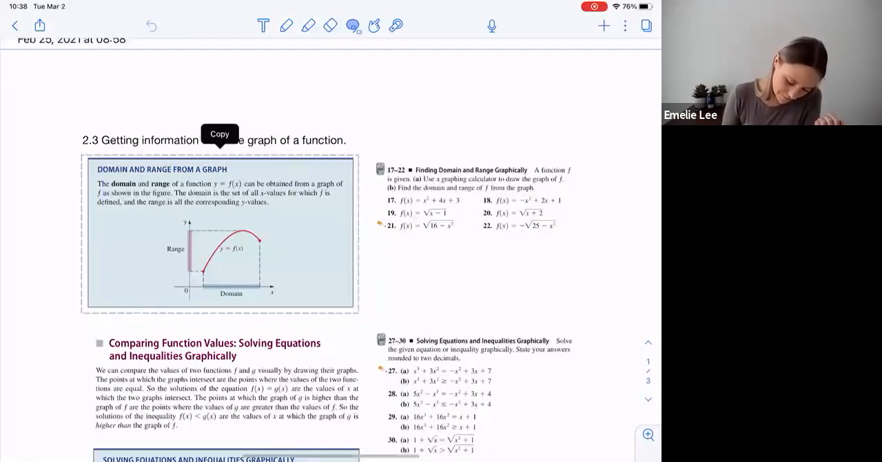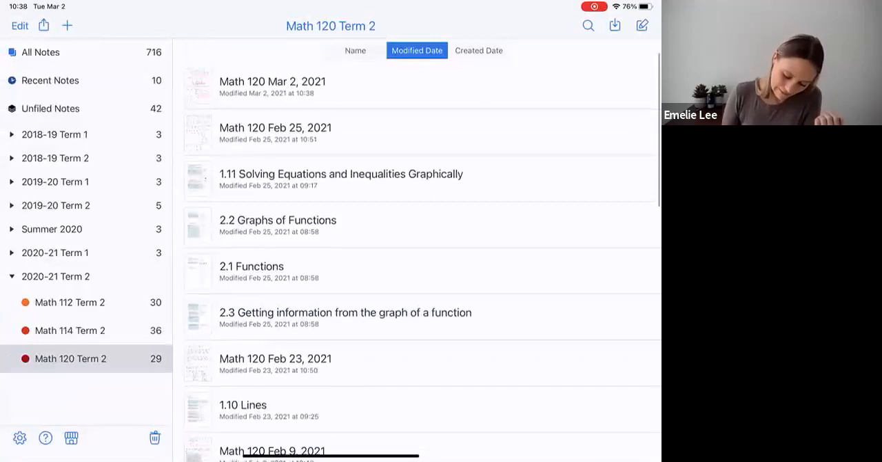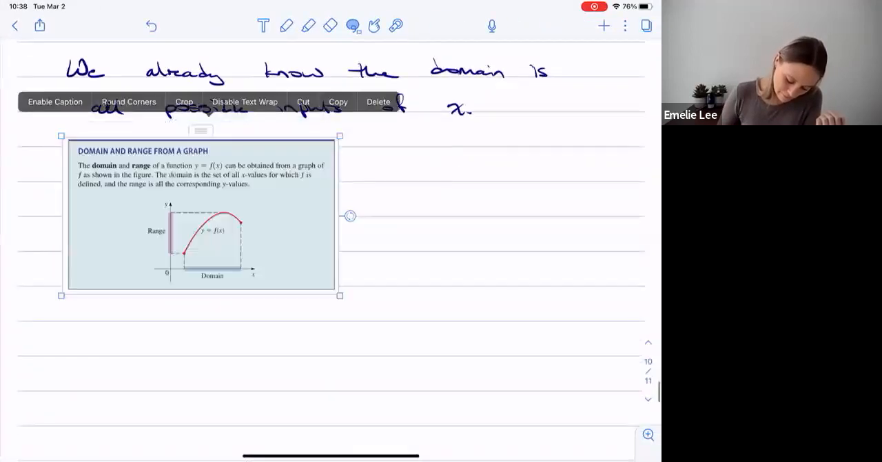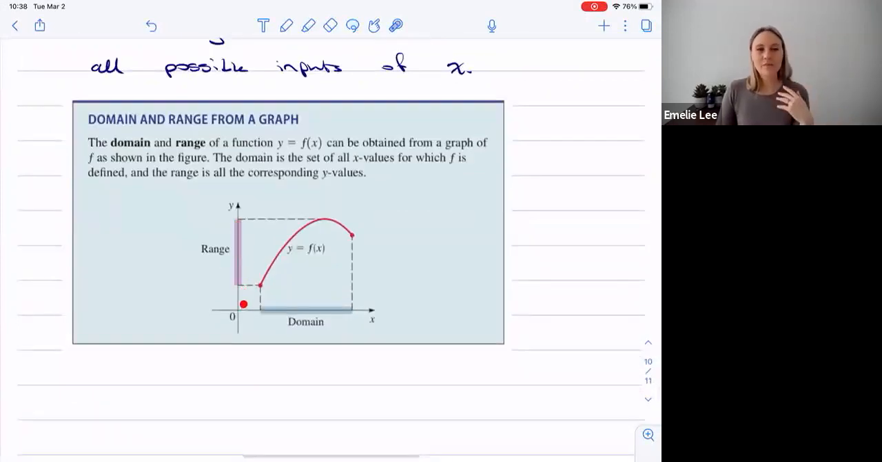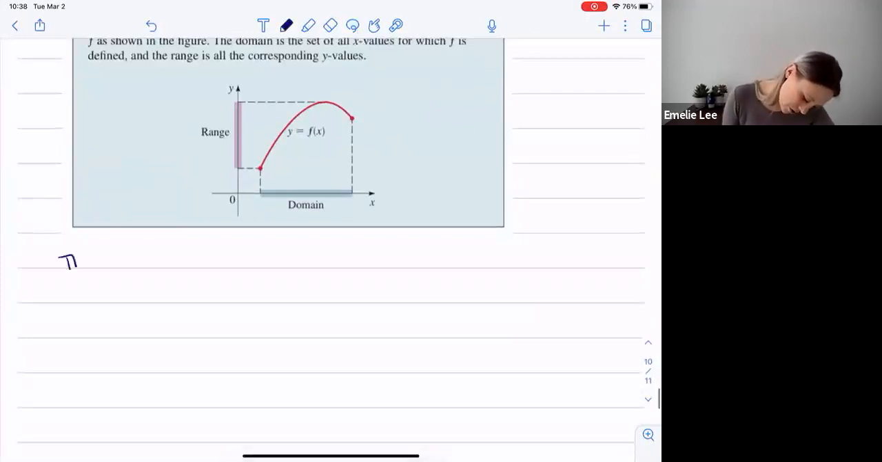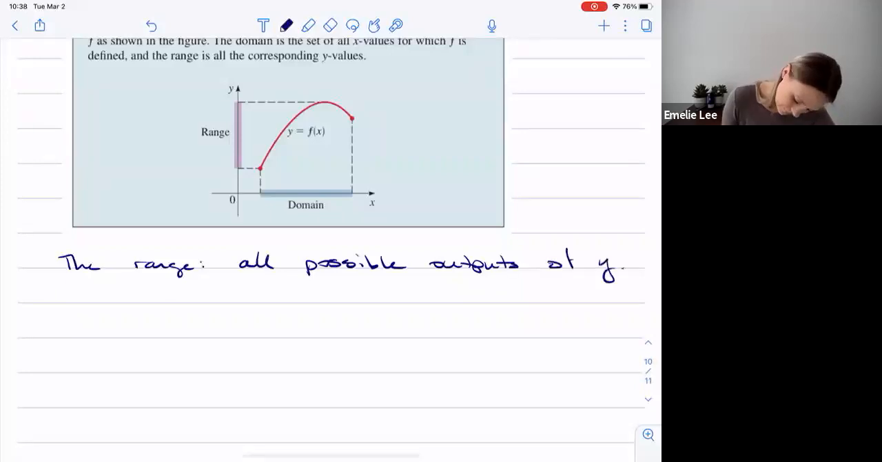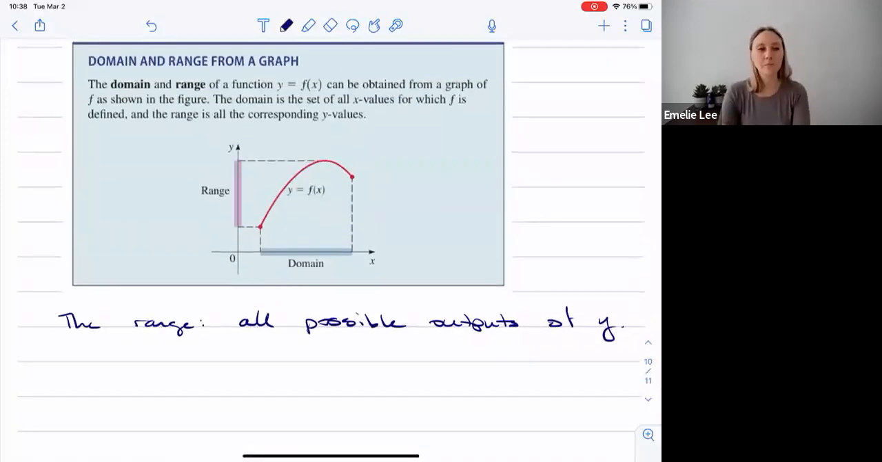The range is all possible outputs of y. Right? So from the graph, I can talk about the domain and range.